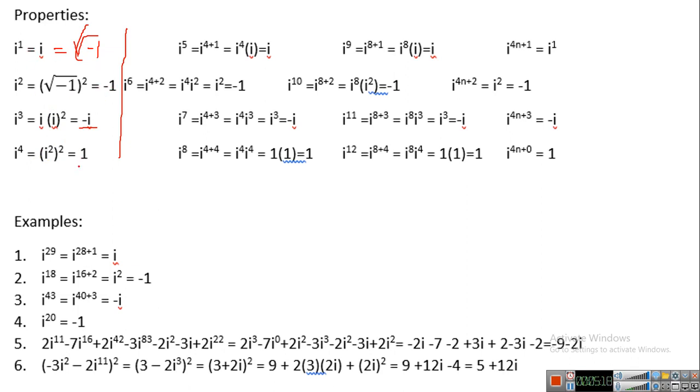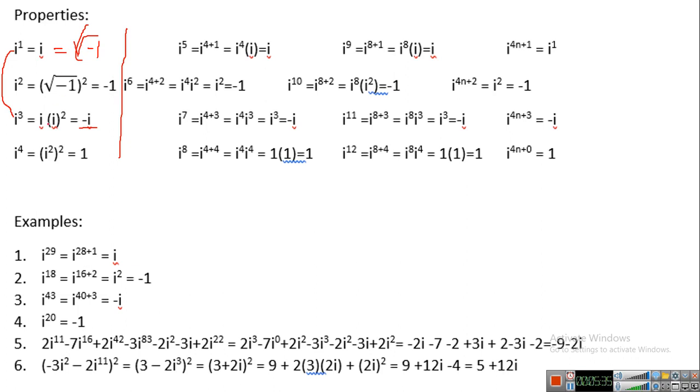What do you realize? We realize that if the power is odd, we have a pure imaginary, i or minus i. If the power is even, we have an ordinary real number. But all of these are complex, by the way, because all the real numbers are inside the complex numbers.